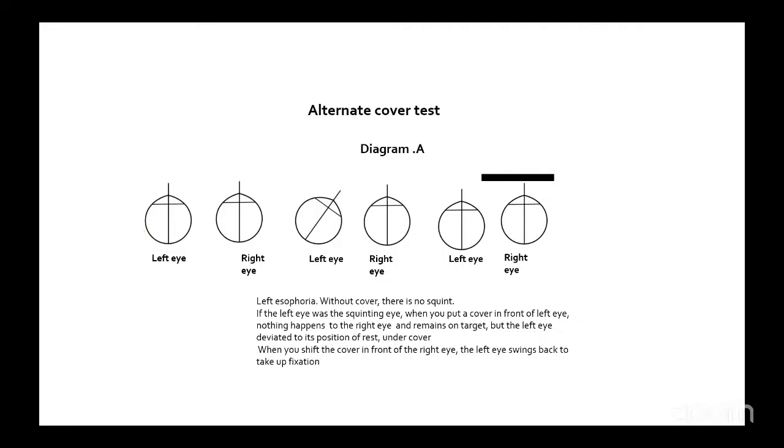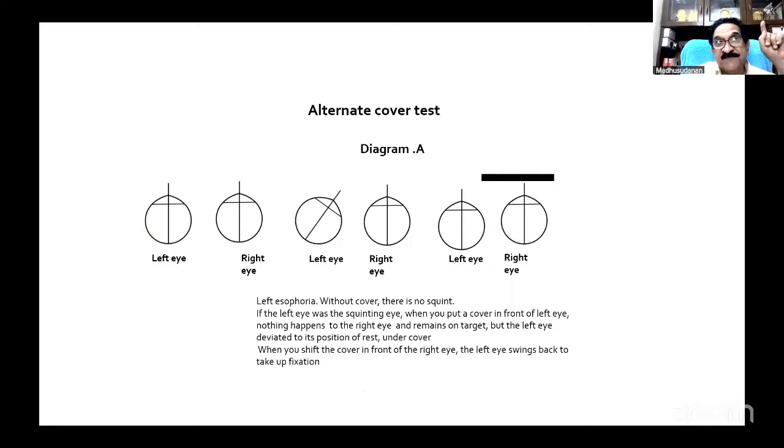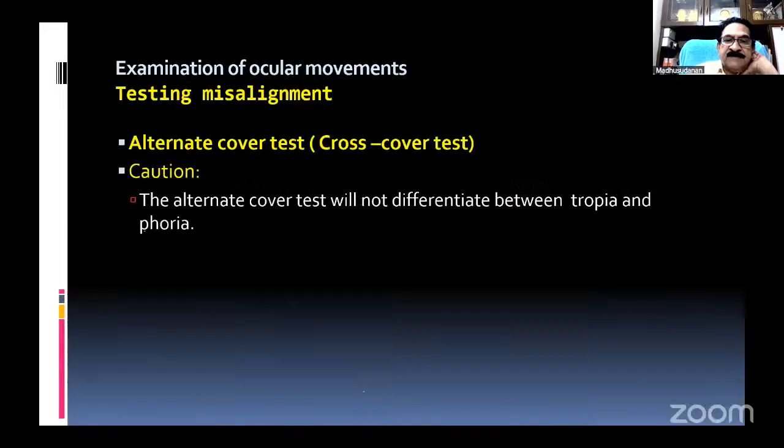Yes, sir. In the first diagram, there is no deviation at all. But in the other one, there was a mild deviation, which you are not able to make out, but you can make it out by just putting the cover on and removing it. You can find out which eye is moving. The eye which moves is the one which has got a paralysis. So I think I'll skip that.